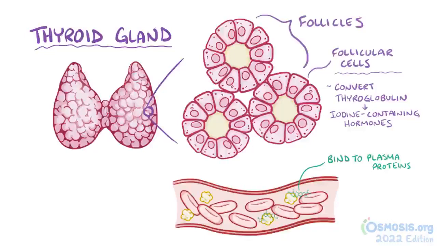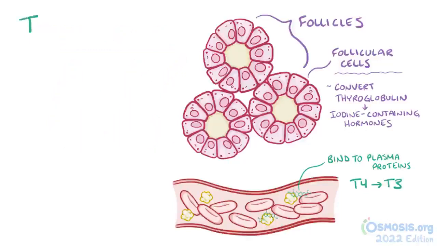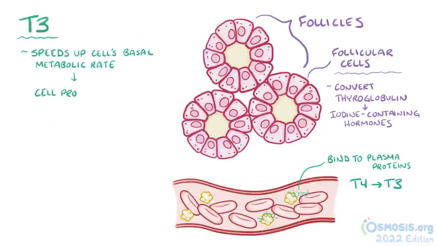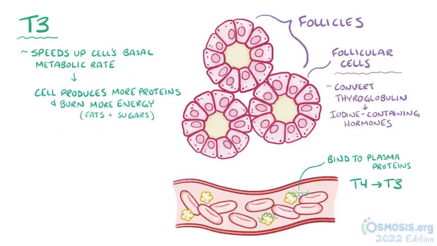Ultimately, these two hormones get picked up by nearly every cell in the body, and once inside the cell, T4 is mostly converted to T3, at which point it can exert its effect. T3 speeds up the basal metabolic rate. So as an example, they might produce more proteins and burn up more energy in the form of sugars and fats. It's like the cells are kind of in a frenzy.